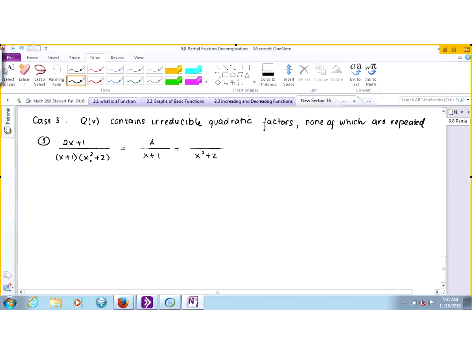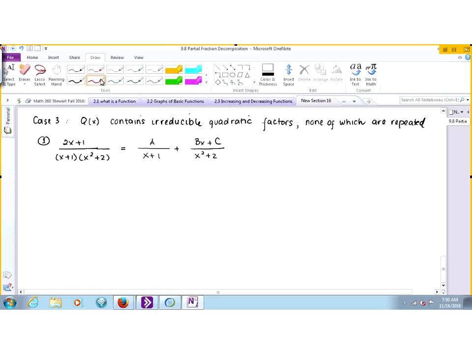Can I factor x squared plus 2? No, that's why it's quadratic. What will be on top? It's not b, but this is quadratic, so the one on top has one less degree. So this is bx plus c, because the factor is quadratic. Then we can just solve for a, b, and c.